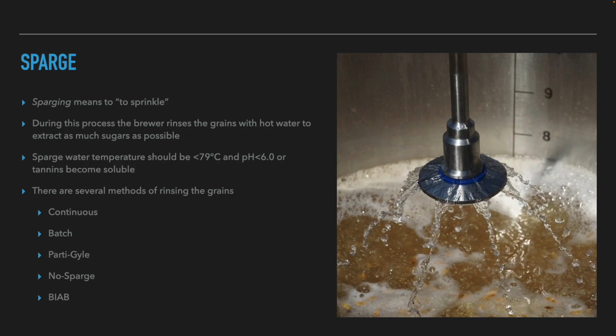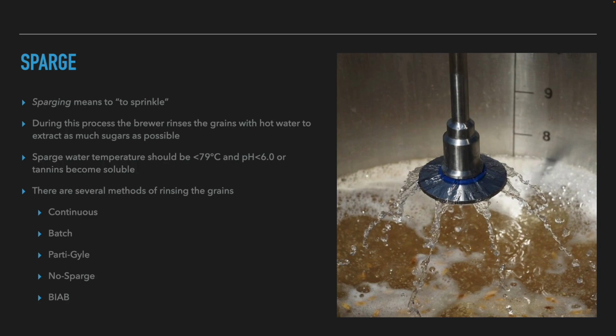Sparge means to sprinkle. This refers to the sprinkling of water above the grain. During this process, the brewer rinses the grains with hot water to extract as much sugar as possible. The sparge water temperature must be below 79 degrees Celsius and with a pH that's lower than 6.0, or else tannins and silicates will become soluble.